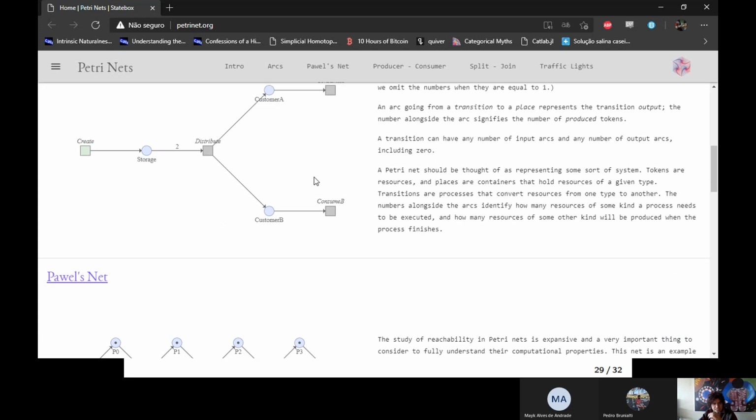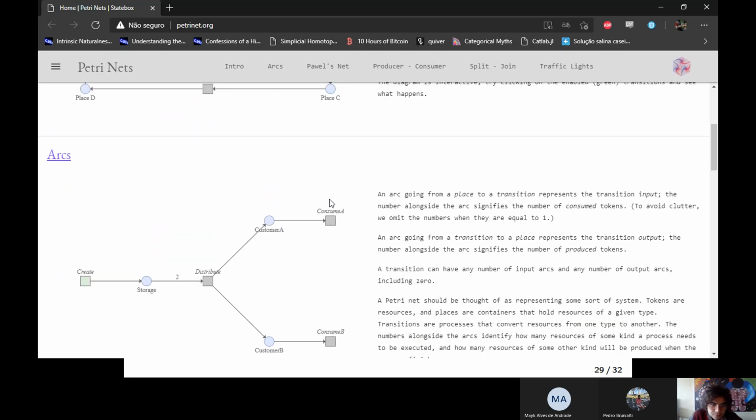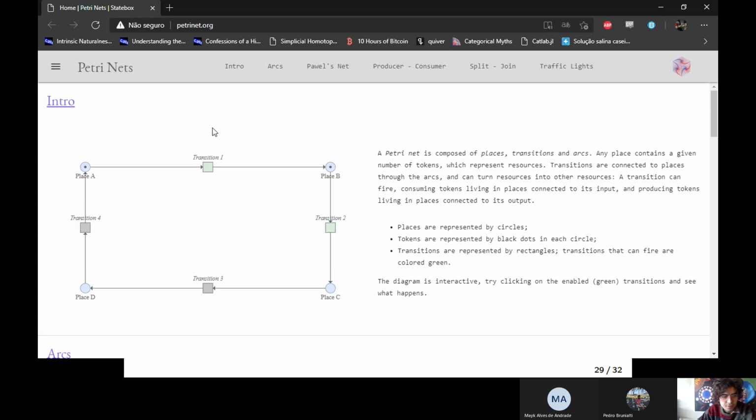There are some cool examples on the internet. For instance, this is a Petri net with these places and these transitions, and you can go from place A to place B by firing these transitions. Okay. Like this.